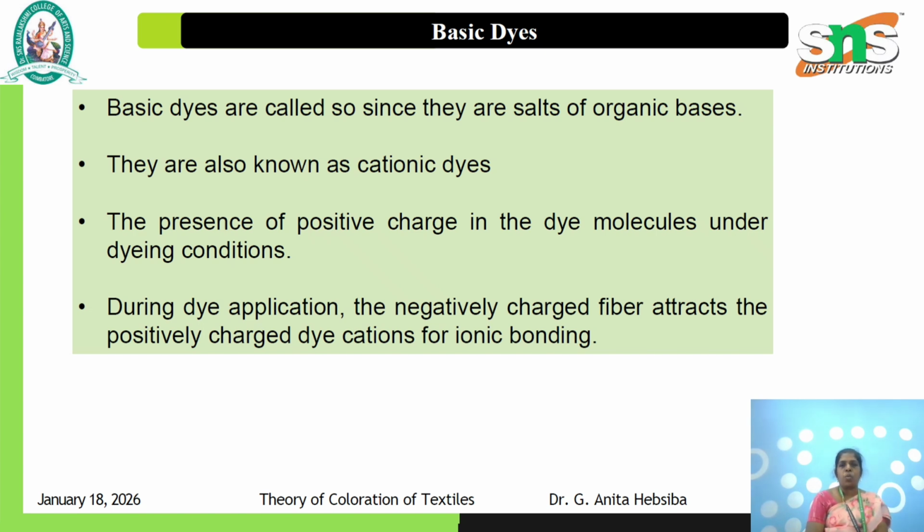For example, when you take a quaternary ammonium salt, it is a salt of a base, right? So similarly, when you take an organic base and you convert that into a salt, these basic dyes come under this class of chemicals, and they are also cationic dyes, and they carry a positive charge in the dye molecule under dyeing conditions. Since they carry a positive charge, they can be easily attracted by the negatively charged fiber, and hence they form ionic bonding, which is responsible for the higher fastness properties of basic dyes.